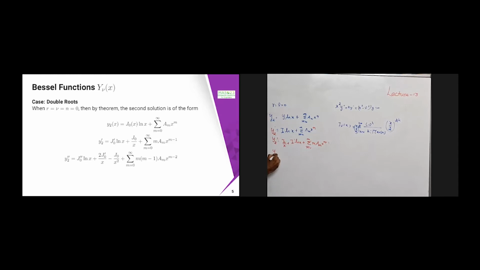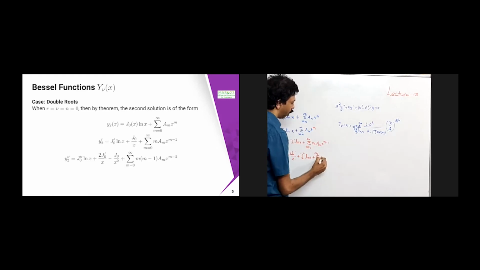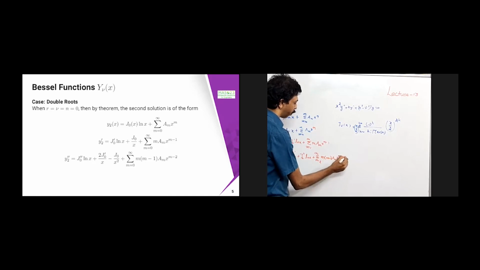y2 double dash is going to be minus J0 by x square plus J0 dash by x. Here also J0 dash by x is going to come, so I'm going to put 2 times J0 dash by x plus J0 double dash into ln x plus summation m = 2 to infinity. Here x power r should come, but r is already 0. That's the reason there is no r. Otherwise there will be r here, r1 or r2. Here r is 0, so I'm not keeping it. So m into m minus 1 into am into x^(m-2) is going to come.